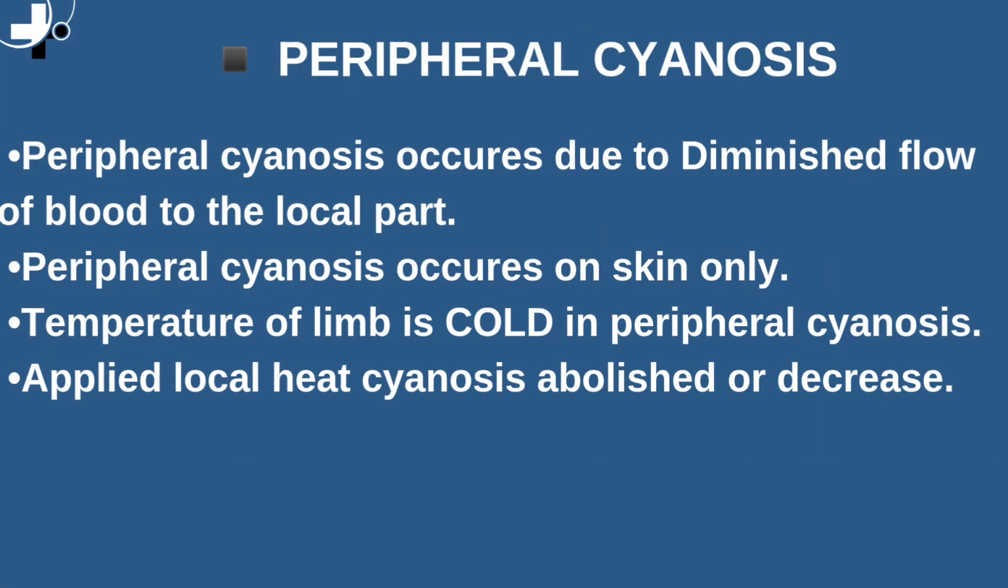Peripheral cyanosis. Peripheral cyanosis occurs due to diminished flow of blood to the local part. Peripheral cyanosis occurs on skin only. Temperature of limb is cold in peripheral cyanosis. When local heat is applied, cyanosis is abolished or decreased.